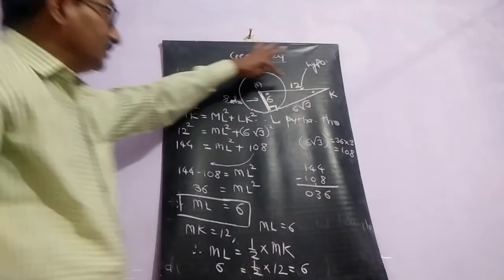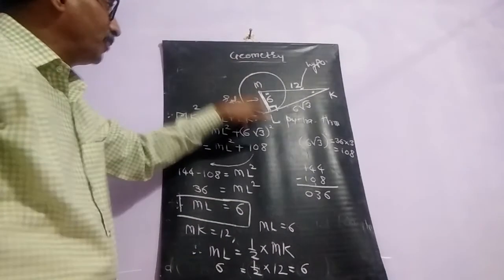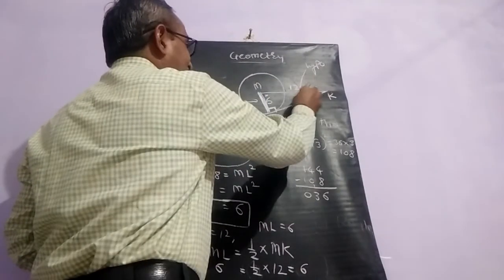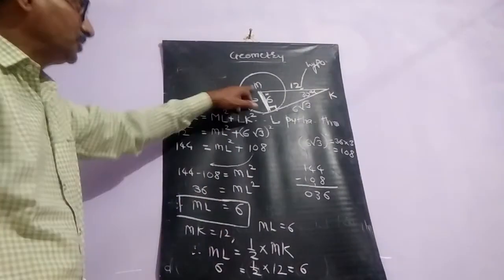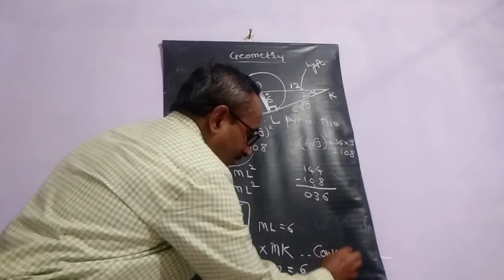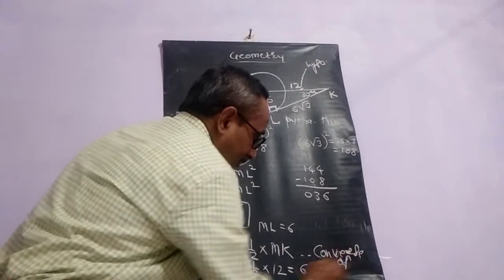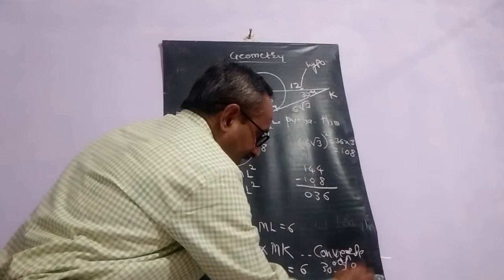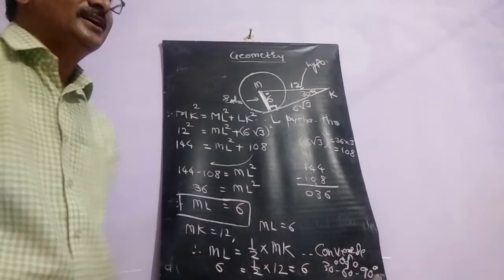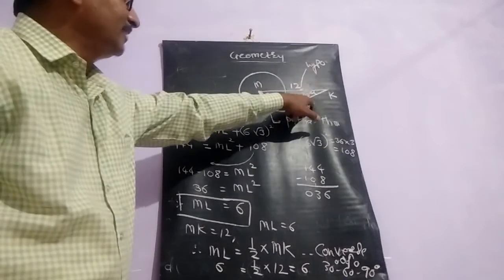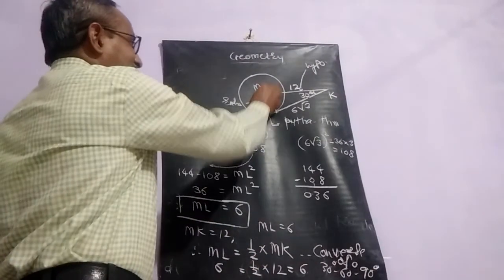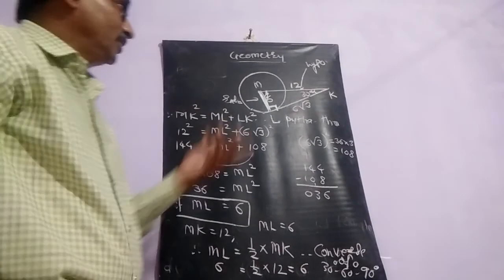And so this is half of the hypotenuse. And so the angle opposite to this side is 30 degrees, by the converse of the 30 degree, 60 degree and 90 degree theorem. So this angle is 30 degrees. This angle is 90 degrees. So the remaining angle we can also find out.